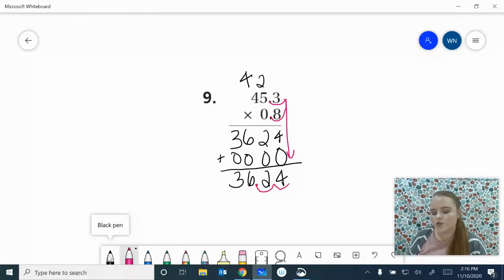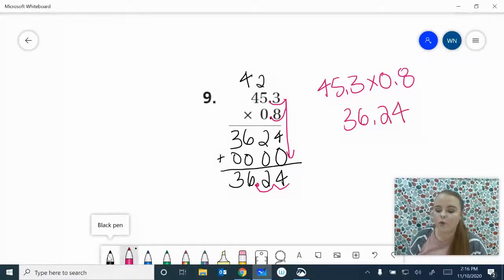1, 2. So we know that 45 and 3/10 times 8/10 is going to give me 36 and 24 hundredths. Again, we know it's hundredths because we swooped 1, swooped 2, and if you swoop in from the right twice, you're going to get to hundredths. Let's do number 10.